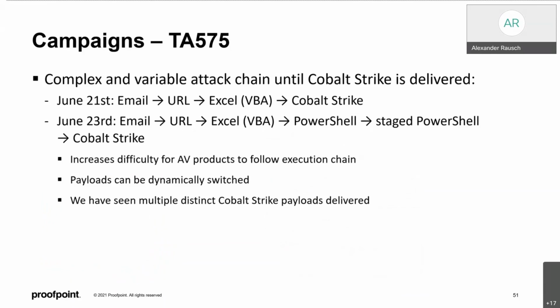The interesting fact for this attack chain was that it was variable and very complex, as you can see with the multiple stages. They started on June 21st with an email leading to a URL leading to a VBA macro inside an Excel document, dropping CobaltStrike. 2 days later, they changed their attack chain, and instead of dropping CobaltStrike directly from the macro, they used 2 intermediate PowerShell stages that later downloaded CobaltStrike, which increases, of course, the difficulty for antivirus vendors to detect it and to follow the whole execution chain.